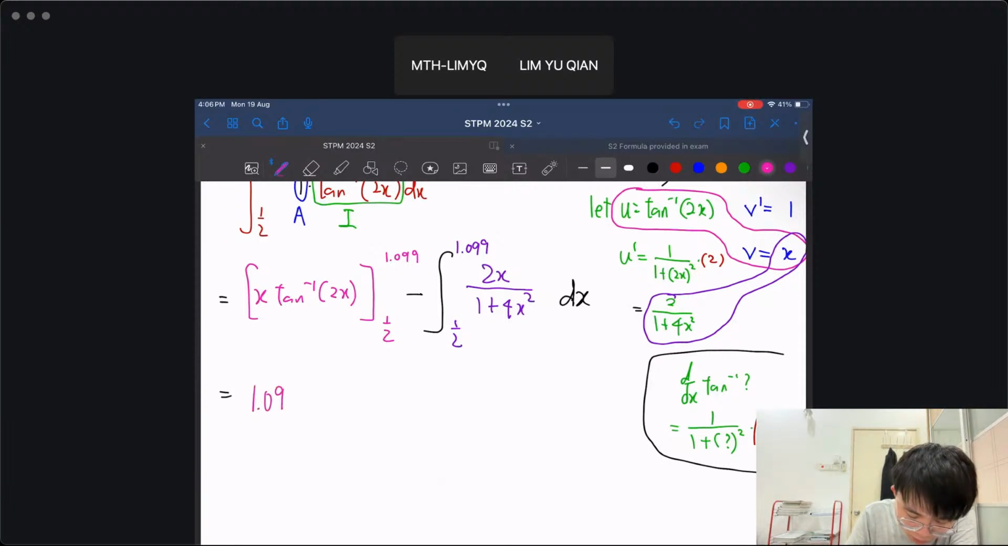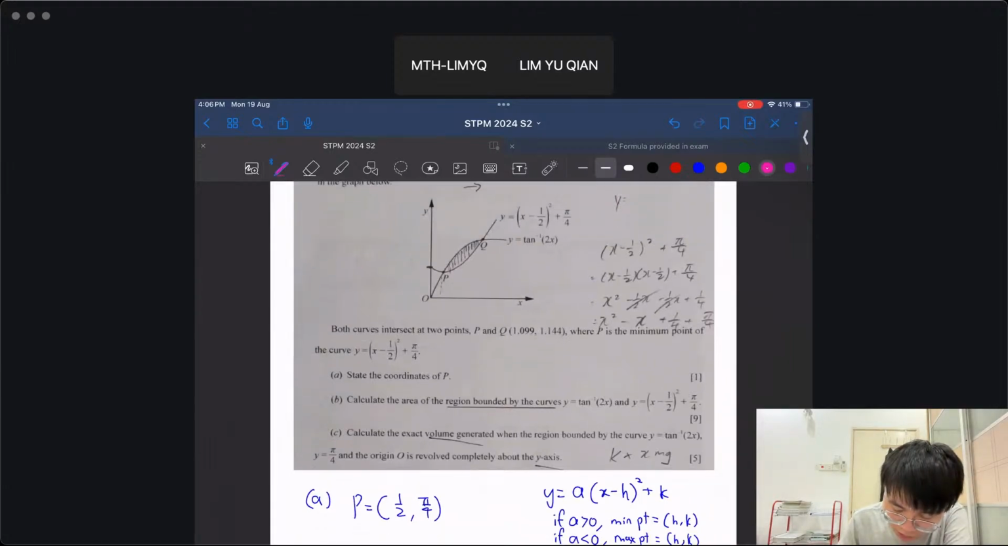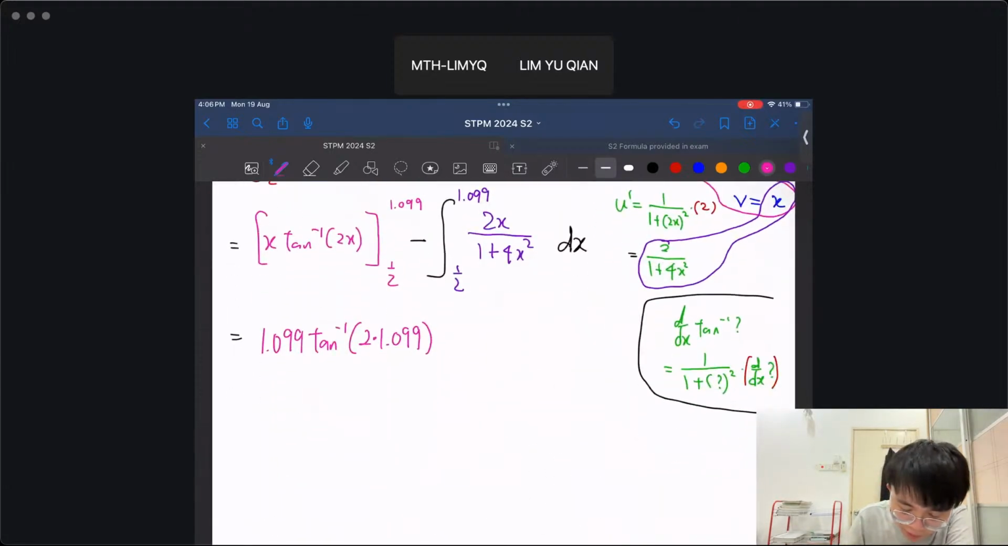Okay, so I don't think this question needs an exact form. So whatever you have, like decimal points, put as decimal points, but put as many decimal places as you can. And then finally round off to 3 dp. Because this one is not easy to put, 1.099 is not a good value also. So minus 1 over 2 arctangent of 2 times 1 over 2. So that's 1.